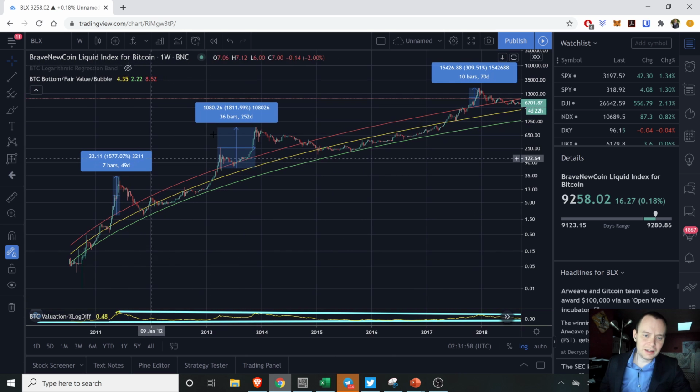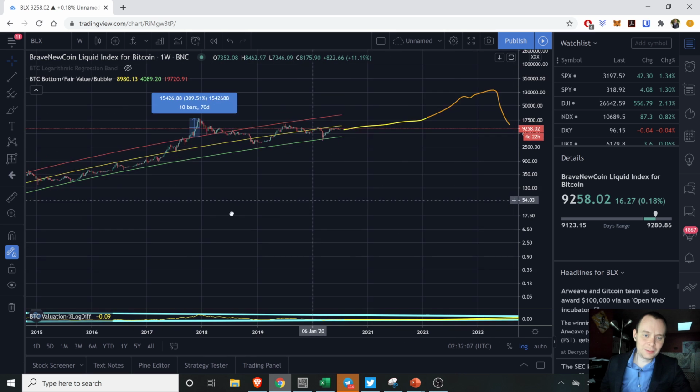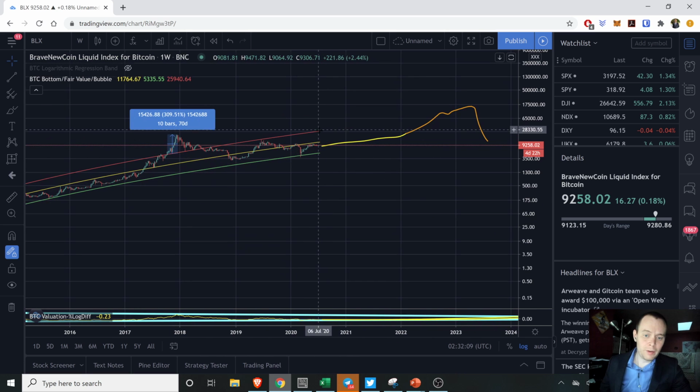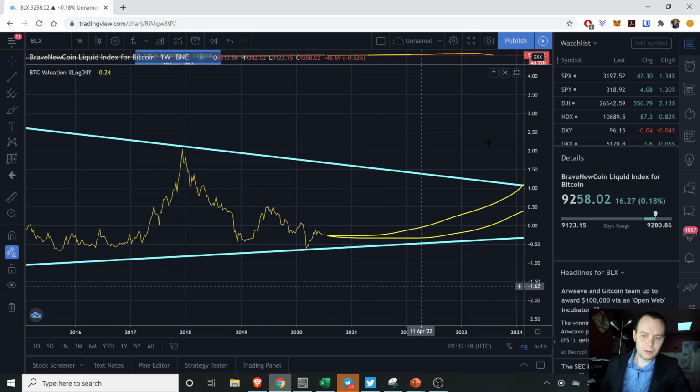But you can see these peaks. This one was around 1,600%. This one was around 1,800%. This one was only 300% above the red line. So the next one, I imagine we will go above the red line, but I don't think we would go that far above it. And remember, the way that we can really think about this is, where is the price with respect to the fair valuation?